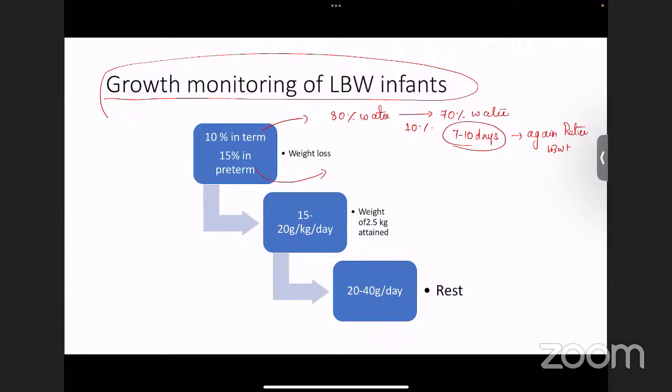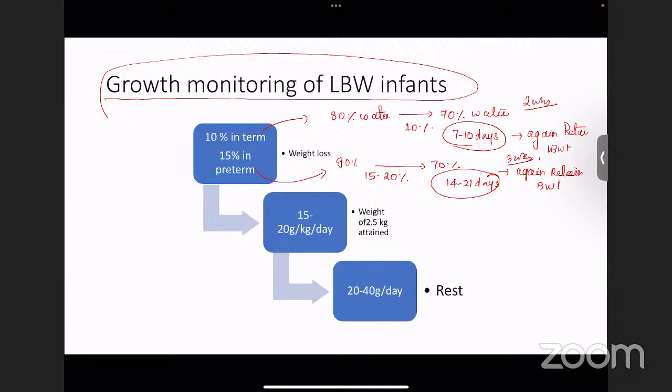For a preterm baby, it's as I said 90%. So to reach 70%, at least 15 to 20% of water should be lost. But for them, it takes 14 to 21 days to do so. And again, they will regain the birth weight by 21 days. That is 2 weeks for term baby, 3 weeks for the preterm baby.